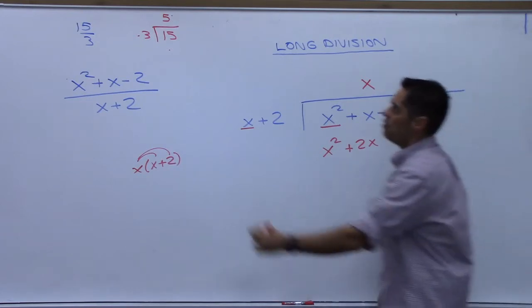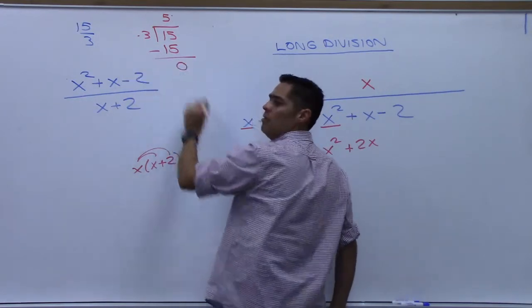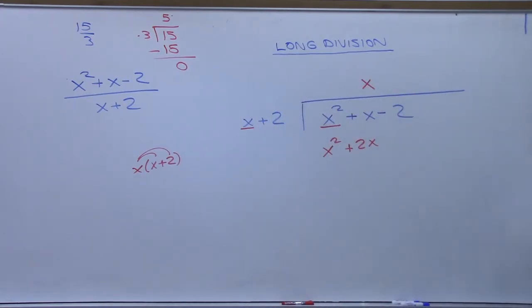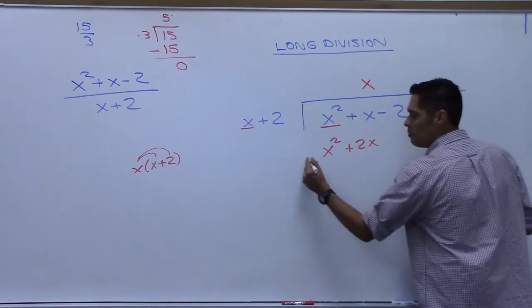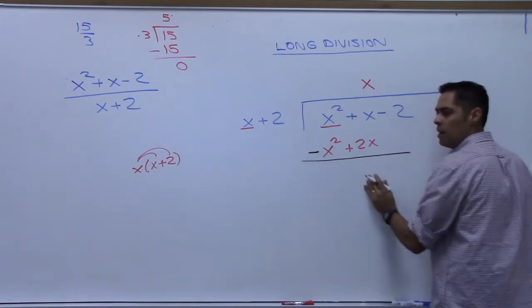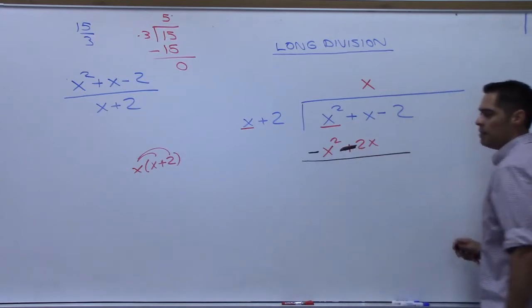And then what did we do once we did 15 here? We came through and subtracted and got 0. Here we're going to come through and subtract, right? When you subtract, it changes the signs. Everything that used to be positive becomes negative. Everything that was negative becomes positive. So instead of positive x squared, negative x squared. Instead of positive 2x, it becomes negative. I just exaggerate it really bad like that.